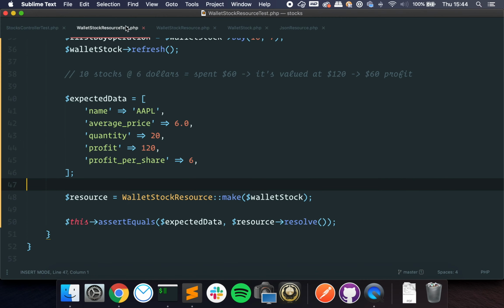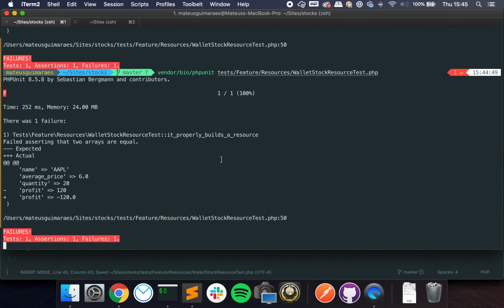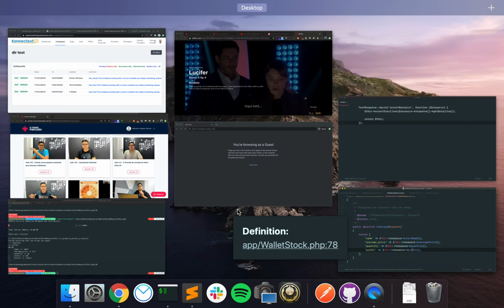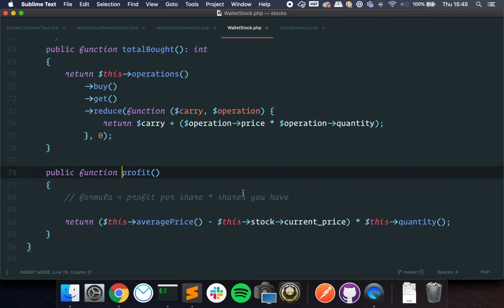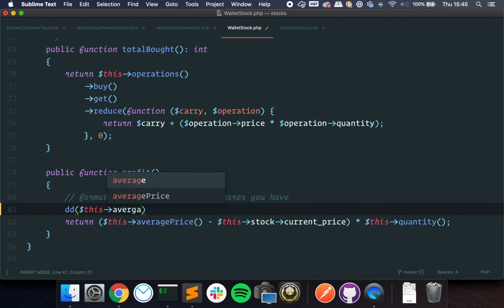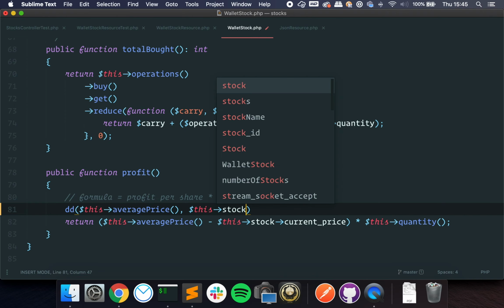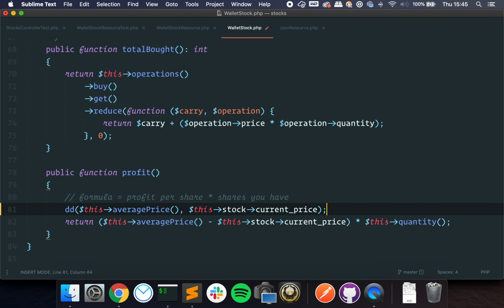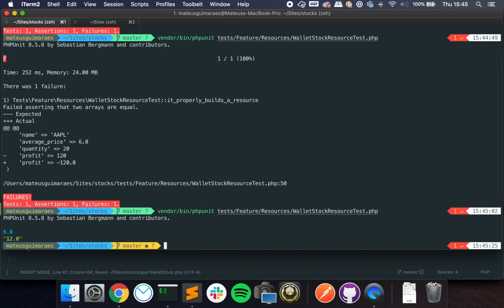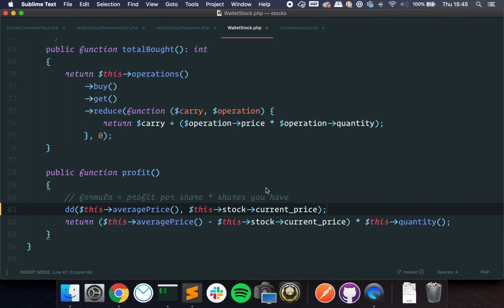Okay, so let's see. The profit is wrong. Let's ignore the profit per share now. Let's focus on the profit. So let's go profit. Does the formula make sense? Let me see. If we dump the average price and then the stock current price. Okay, 6 minus 12. Okay, this is wrong. We need to have a few test cases.